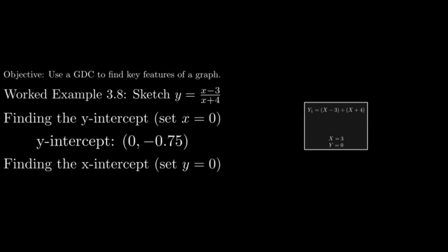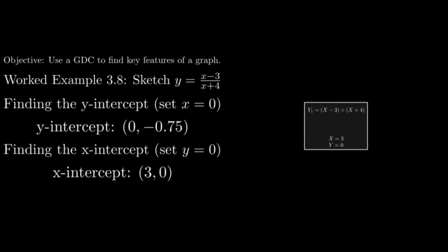The calculator will ask for a left bound and a right bound. After you select them, it calculates the root at x equals 3. So the x-intercept is at the point (3, 0).